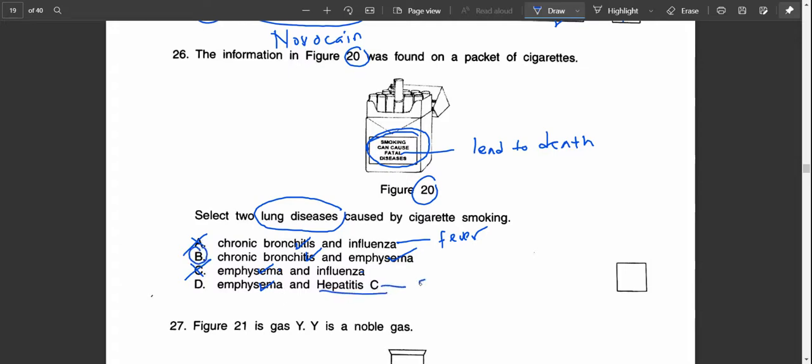Hepatitis C is an STI, which is a sexually transmitted infection, which you're going to learn at the end of the chapter of year 8. Therefore the answer for this question is B.